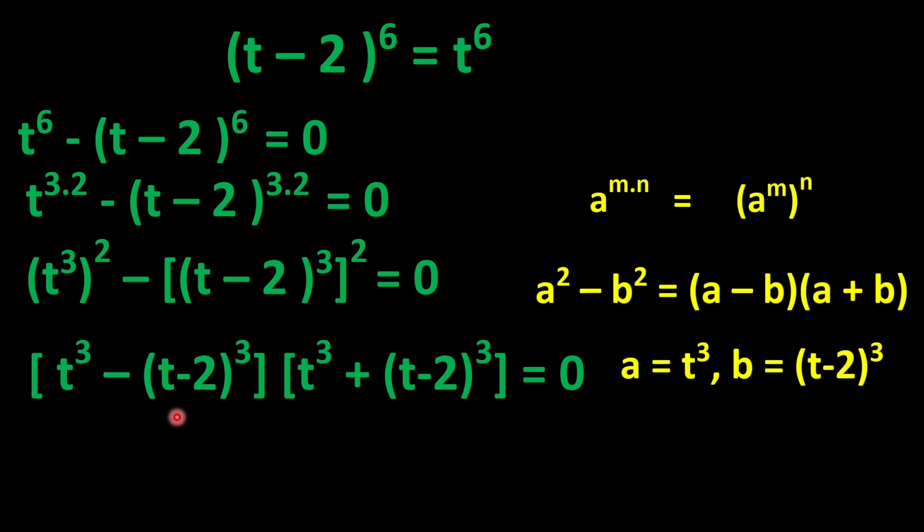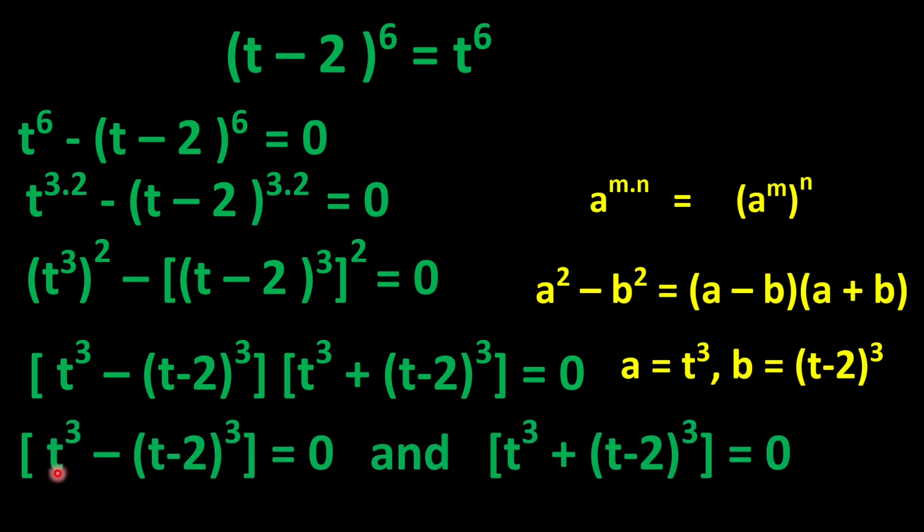And now we will compare these two terms with 0. This term equal to 0 and this term equal to 0. So t cube minus (t minus 2) power cube equal to 0, and similarly this equal to 0. Now we have these two equations, and we will solve them one by one. So let's solve this equation first, and after solving this we will solve the other equation.